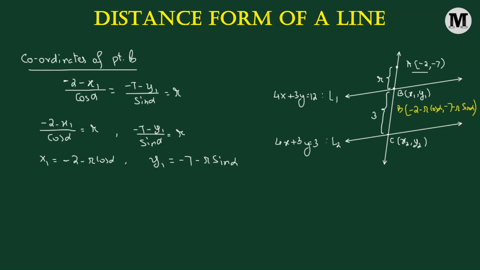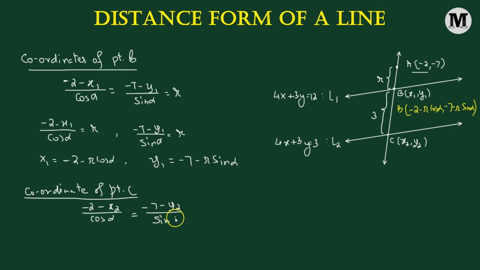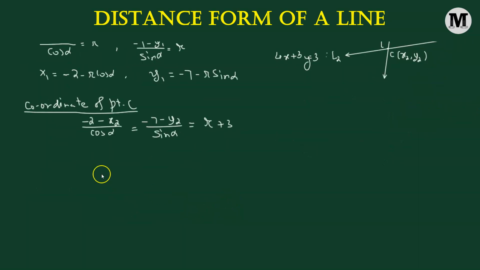Okay, fine. Similarly, we'll try to find out the coordinates of the point C. So the coordinates of point C are going to be given by, this time, (-2 - x2) divided by cosine of angle alpha equals (-7 - y2) divided by sine of angle alpha, which is going to be equal to r + 3. So we get (-2 - x2) over cosine alpha equals r + 3, and (-7 - y2) over sine alpha is equal to r + 3 as well.